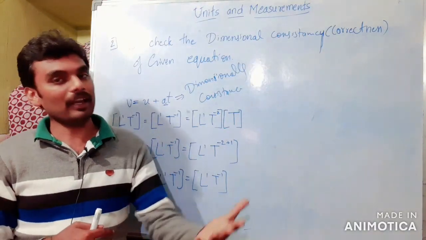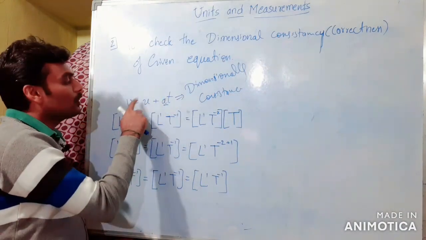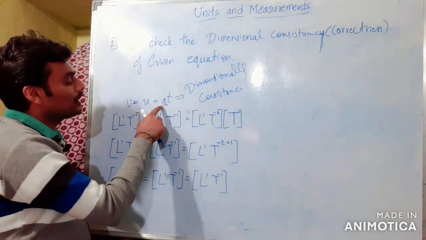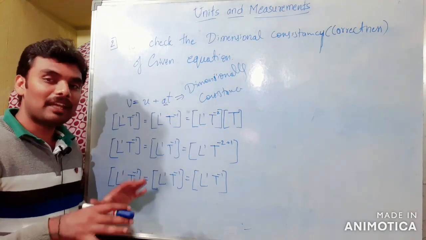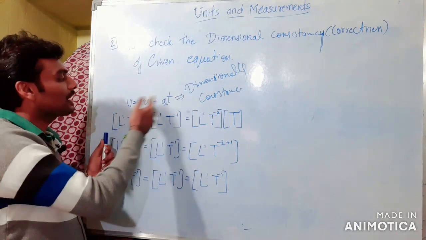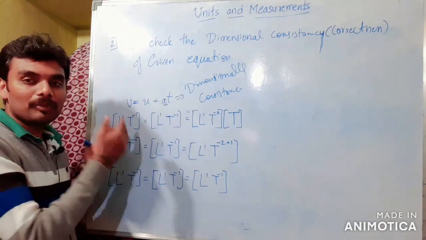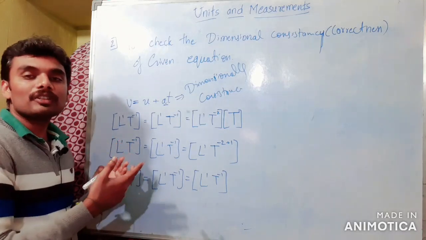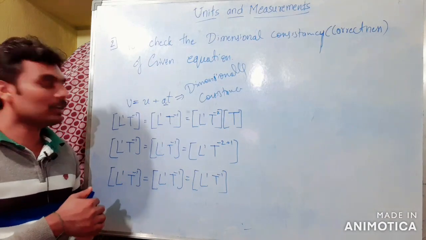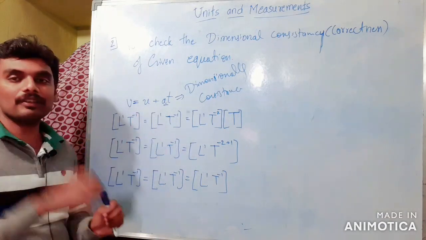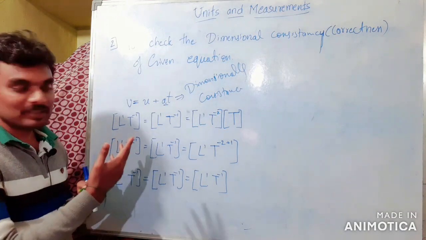It should be verified again, because see, in the place of simply u, it can be 2u, and in the place of at, it can be half at. Like that, any constants can come, okay, any numbers can come in here, and they are not mentioned. So those numbers are to be verified using the actual experiments, then only we can say this equation is perfect. But what is the use of dimensional consistency?